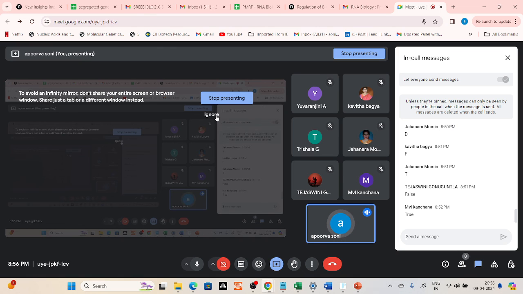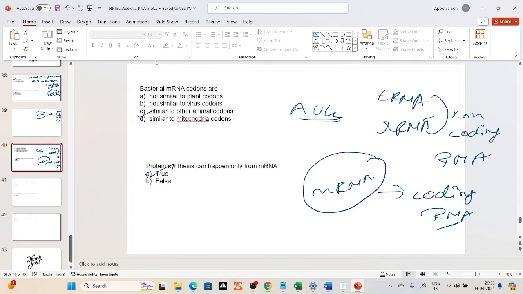So AUG codes for methionine in bacteria, and AUG codes for methionine in eukaryotes, in animals also. Through evolutionary studies, it has been found that bacterial mRNA codons are more similar to animal codons and not to virus codons or plant codons. Mitochondrial codons are not relevant here. Bacterial codons are similar to animal codons.